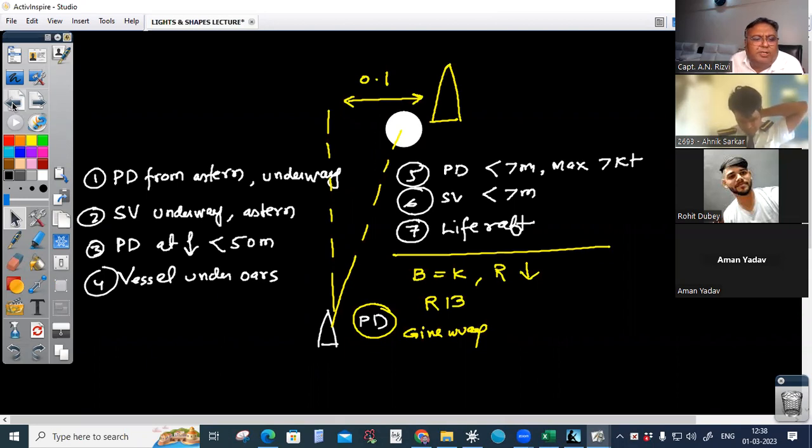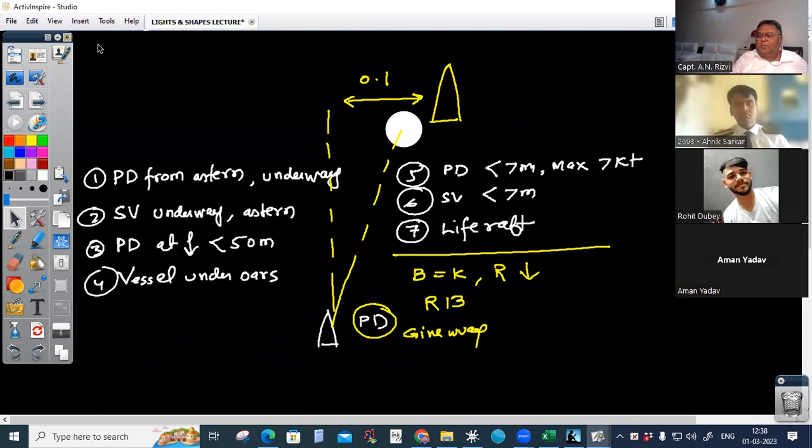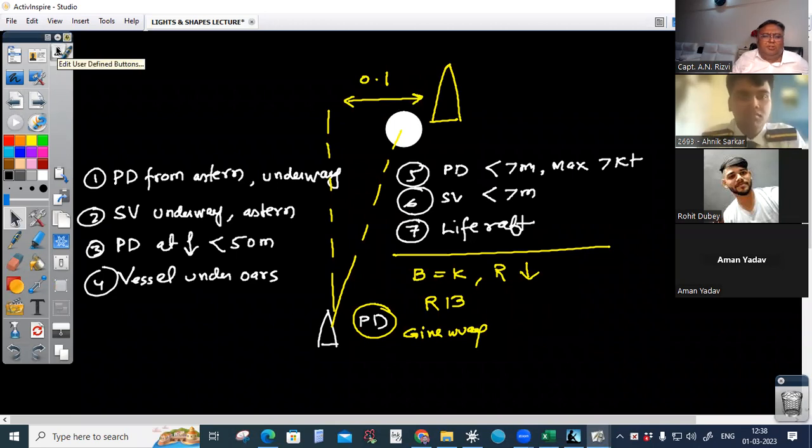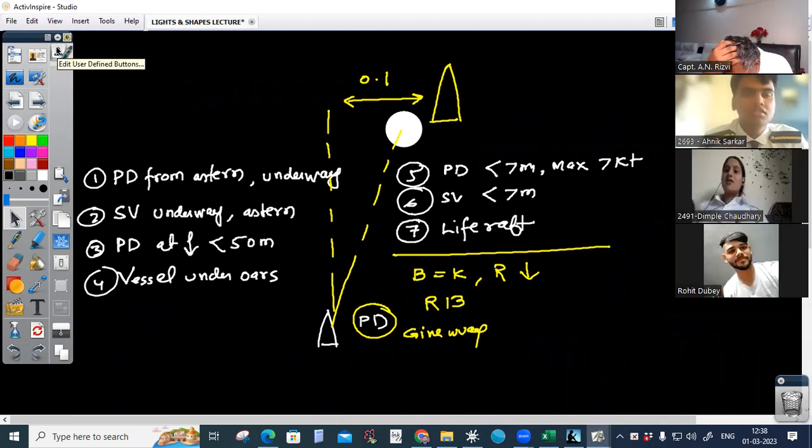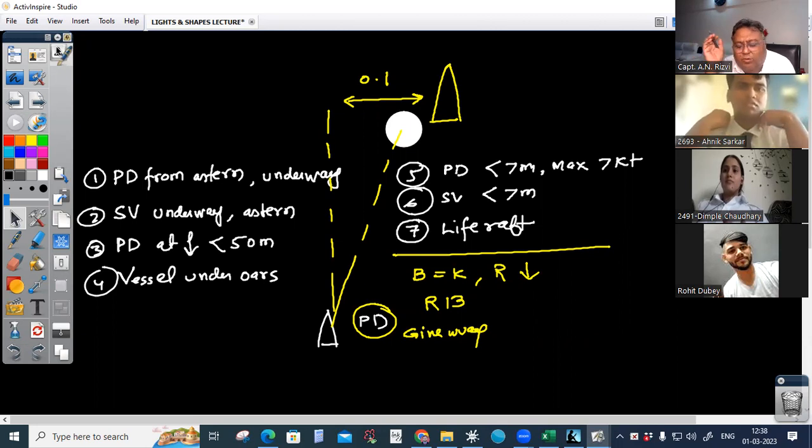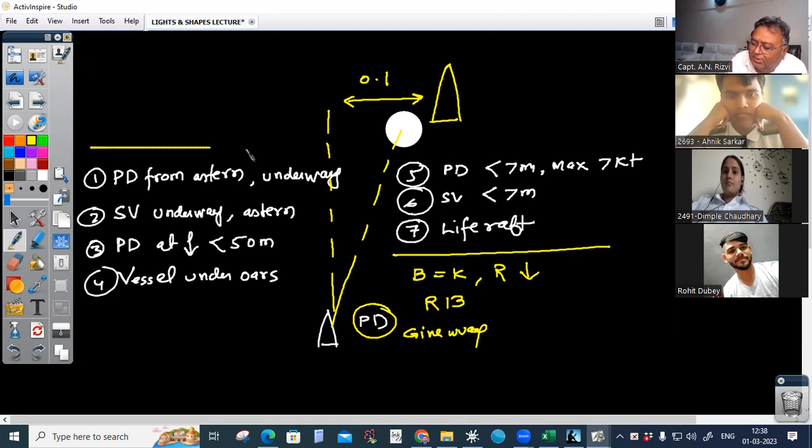Pehle toh mujhe ye batao, what action will you take as per Rule 13? Sir, I will do one short blast and alter the course to starboard. Sorry? One short blast and alter the course to starboard. One short blast, alter course to starboard, correct. Now, my question is, and that is the winning question. Can you alter to port?